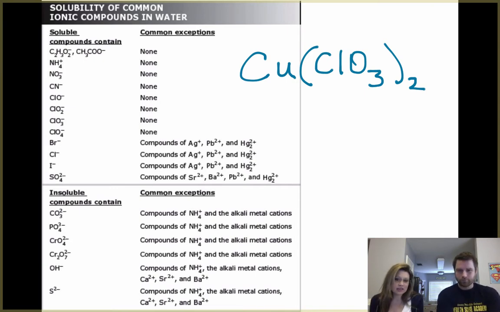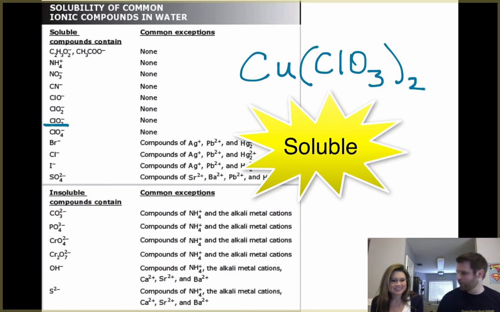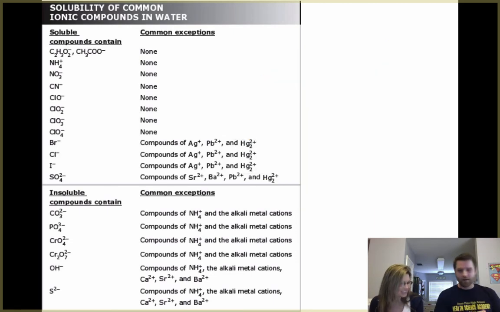I can see that chlorate is the anion and is in the soluble compounds box. And there are no exceptions, which means all chlorates are soluble. Judges? That is absolutely correct. Fantastic work. Okay, are you ready for the next one? You are 1 for 1.